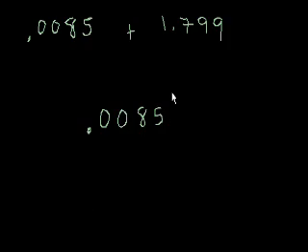0.0085. Now for the second number, let's put the decimal point right below where that first decimal is on the top number, and then rewrite the number. So it's 1.799. So notice all we did is we just rewrote both numbers with their decimal points lined up. And we could have flipped them around. We could have written the 1.799 first and the 0.0085 below it.